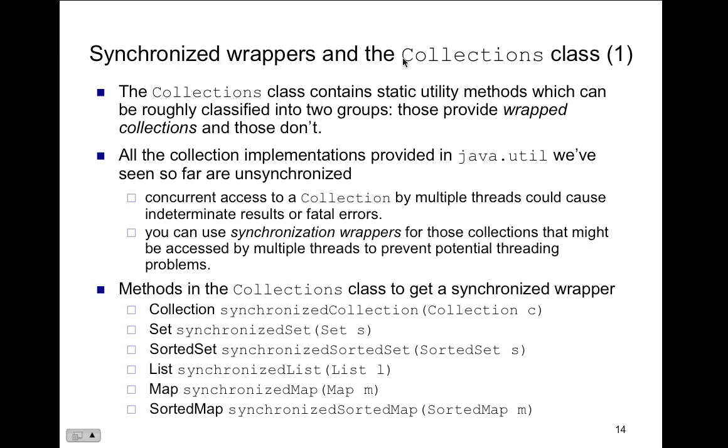Synchronized wrappers and the collections class. We have this concept of the wrapper. The collections class contains static utility methods, as we've seen, which can be roughly classified into two groups: those that wrap collections and those that don't. Wrapping the collection puts it all together in a bundle. All the collection implementations we've seen so far are unsynchronized. Synchronized, unsynchronized. So what does that mean? Well, when I hear synchronized, I always think of IPC, inter-process communication, threads.